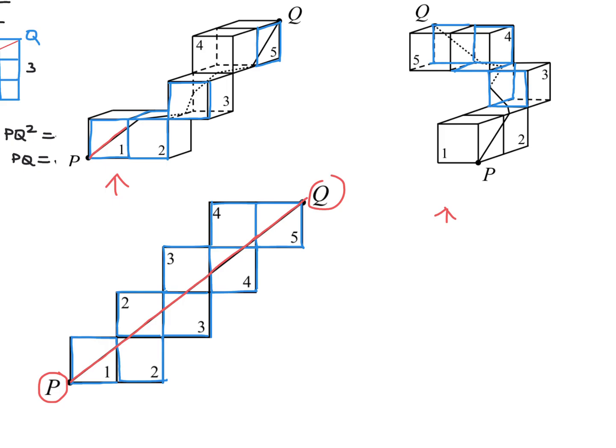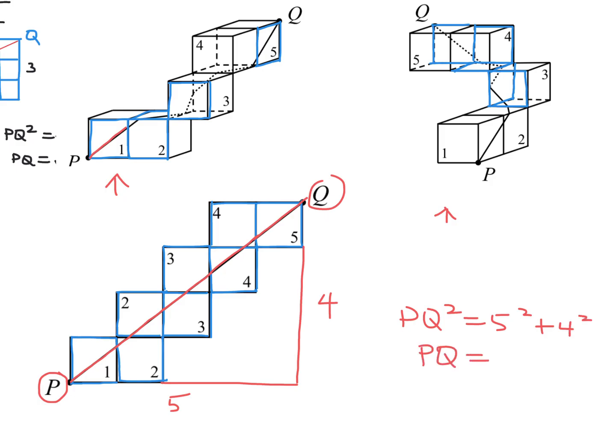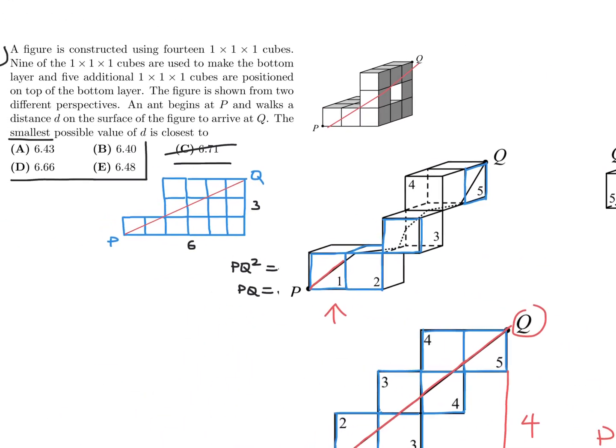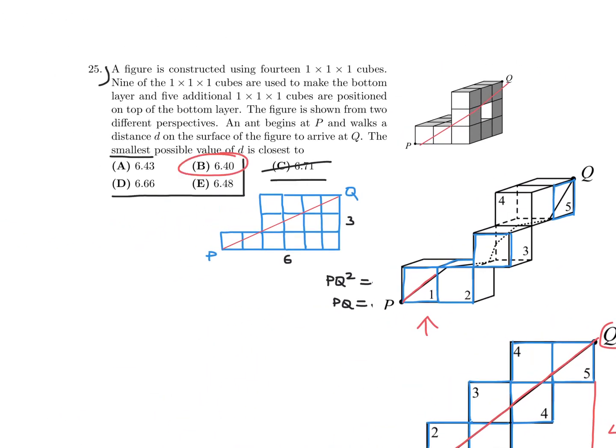Now this P to Q, if we were to make this into a square, this side is 1, 2, 3, 4, 5, and this side is 1, 2, 3, 4. Now, if we were to figure out PQ, it would be PQ squared is 5 squared plus 4 squared, and therefore PQ looks to me like 25 plus 16 is 41, so root 41, and root 41 is approximately 6.4. So 6.4 is the answer, and that is B for number 25.